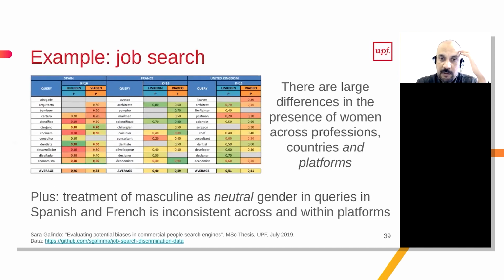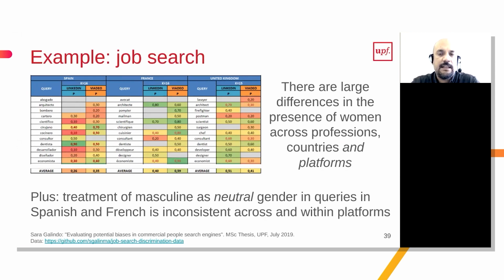And we have used this criterion to evaluate, for instance, job search engines. Here you have LinkedIn and Viadeo. These are two search engines that operate in Spain, in France, the United Kingdom. There are large differences here in the presence of women across different professions, and these numbers are the maximum P that makes the statistical test succeed, which is roughly equivalent to the presence of women in the ranking, but in an amortized way. We have seen that there are large differences across countries. So there are countries where the presence of women in a certain profession in these collections is larger, but also across platforms there are differences.